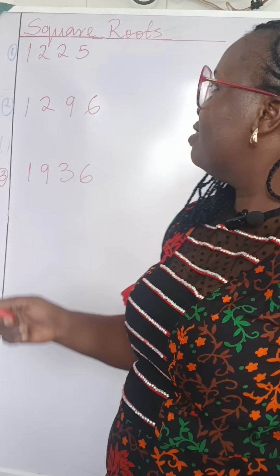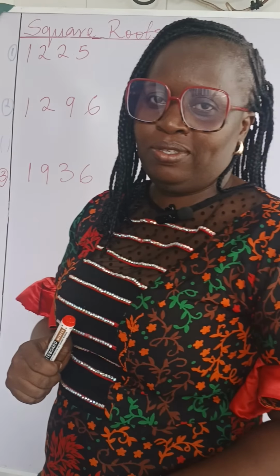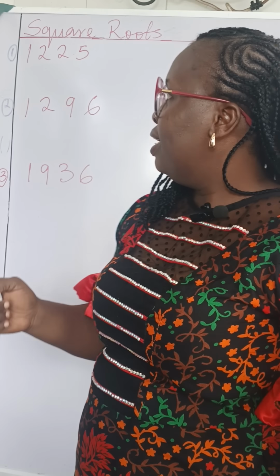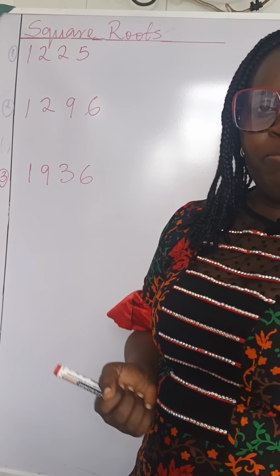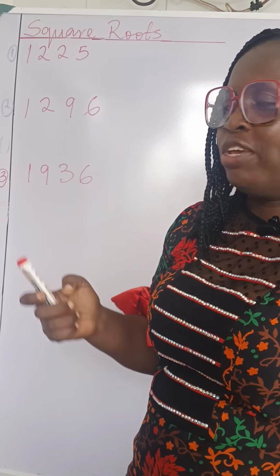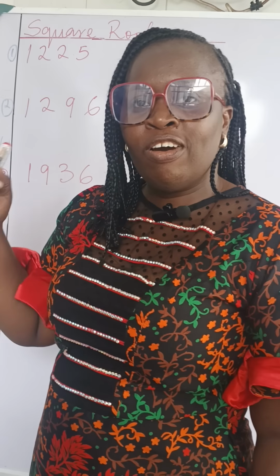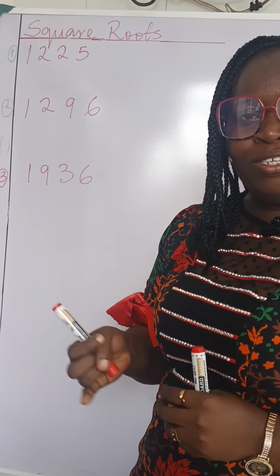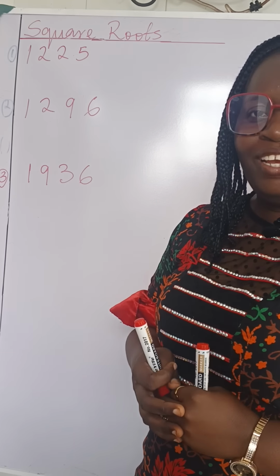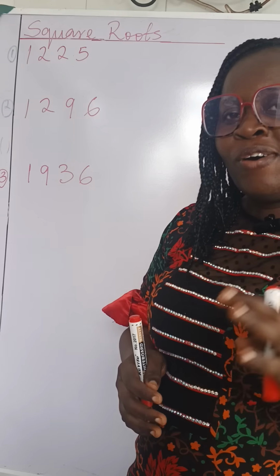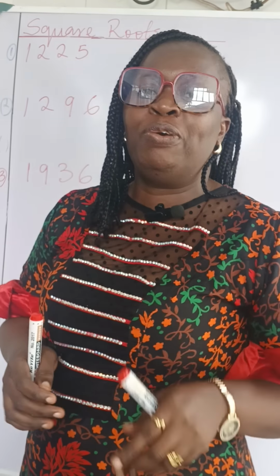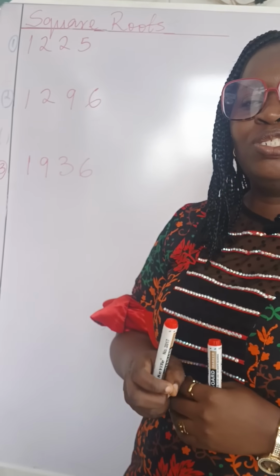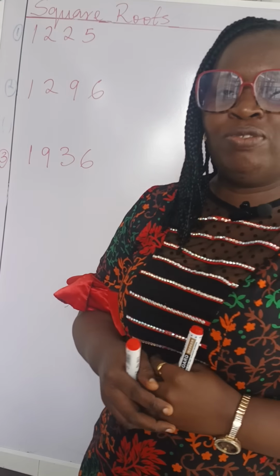Now we'll be looking at square roots, squares of numbers. Looking at these ones on the board, if I give you 3 seconds, can you give me the squares of these numbers on the board? Can you? Let's count. 1, 2, 3. Have you given me the answer? Okay, today in this lovely video, I'm going to show you a very short trick on how to do this.